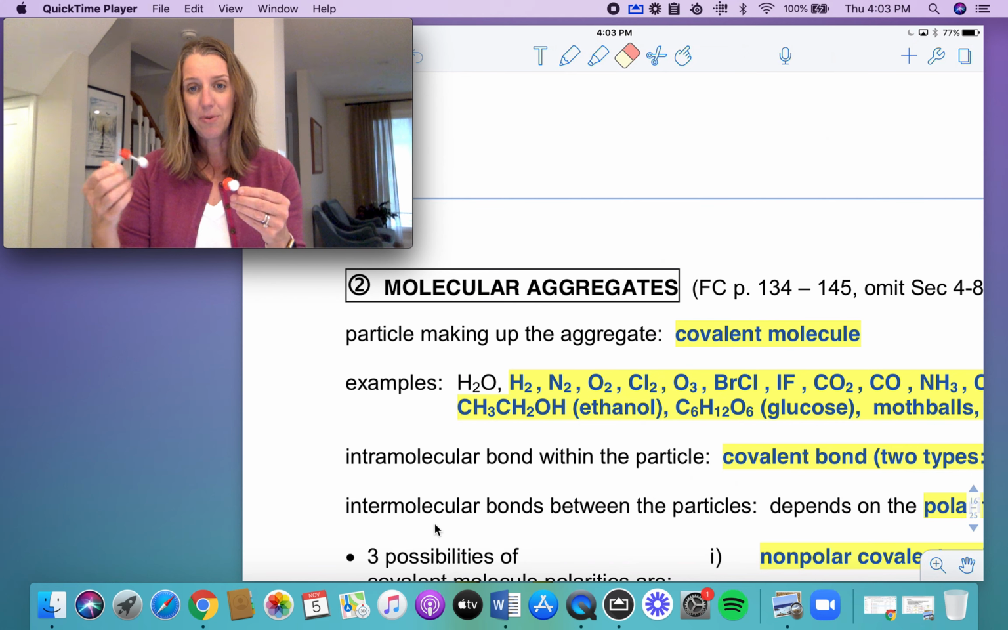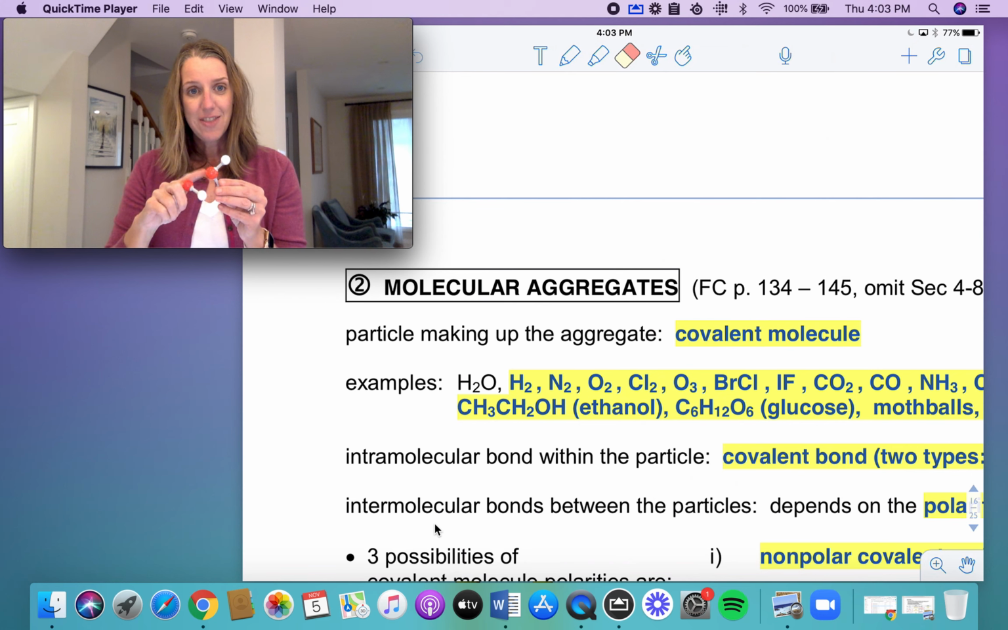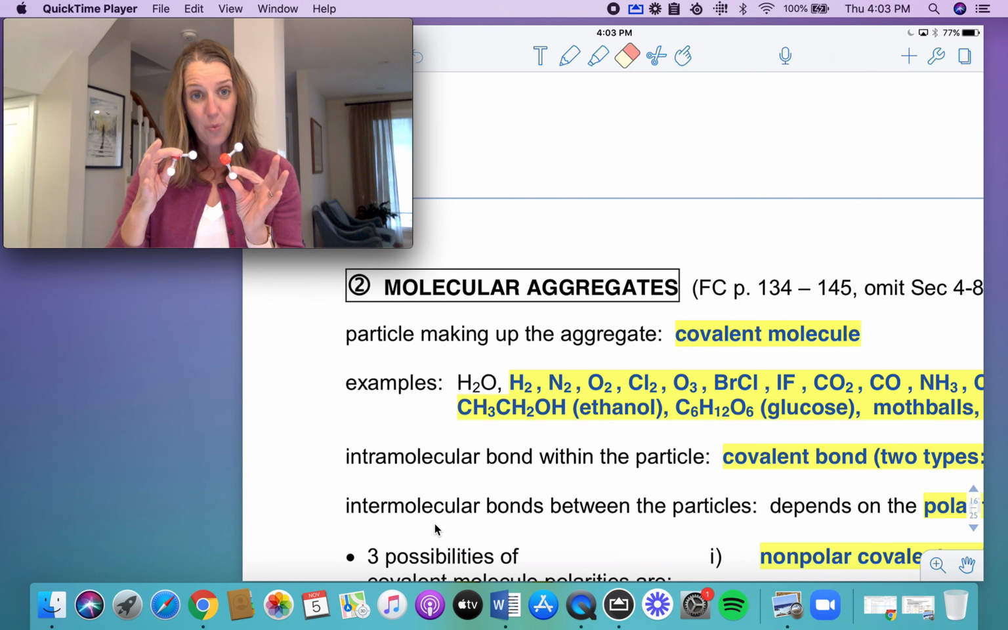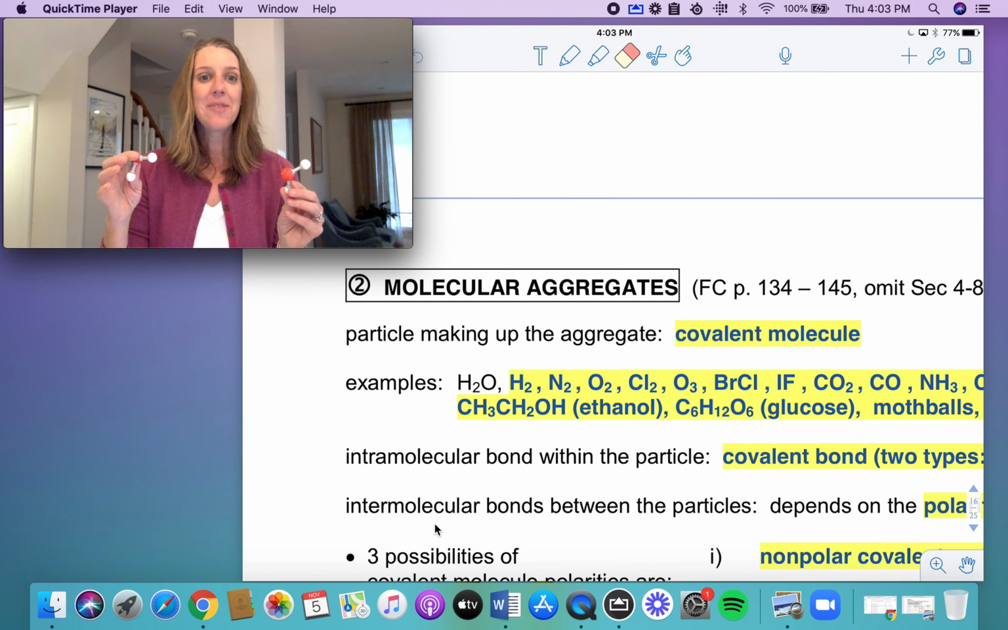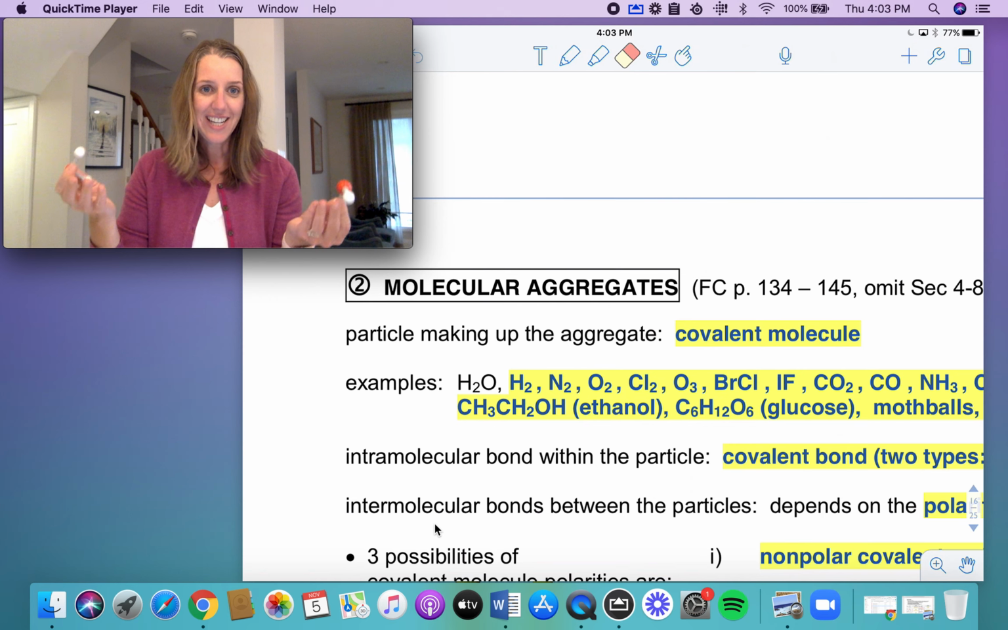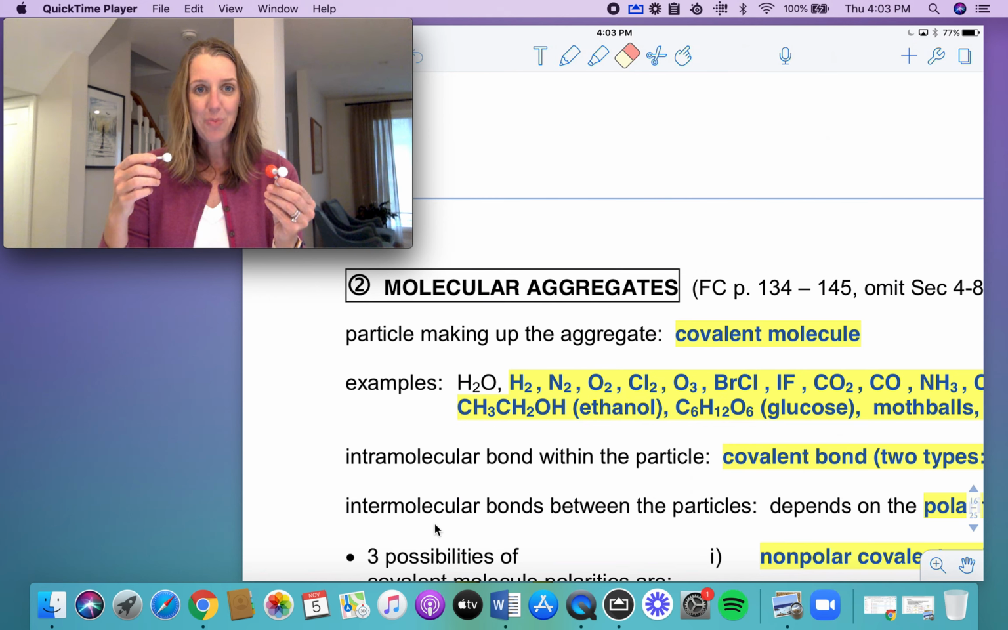If you increase the temperature, the strength of the bond between these two molecules in one aggregate of water, that's what's going to determine how much energy you're going to need in order to break those bonds. And that translates into a melting point or a boiling point. Okay, so we're going to look at molecular aggregates. It can be a little tricky.